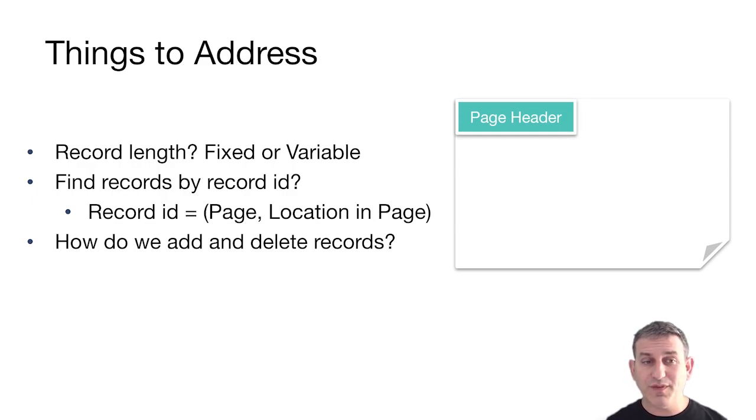Secondly, we need to be able to find records by record ID. How will we do that? Remember, a record ID is a page ID, which gives us this page, and then a location in the page. So what is that location? And how can we make sure that these record IDs are stable over time, so that if somebody has a record ID, that ID remains accurate over time? Finally, how do we add and delete records to these pages? So these are all questions we're going to have to resolve in our design.